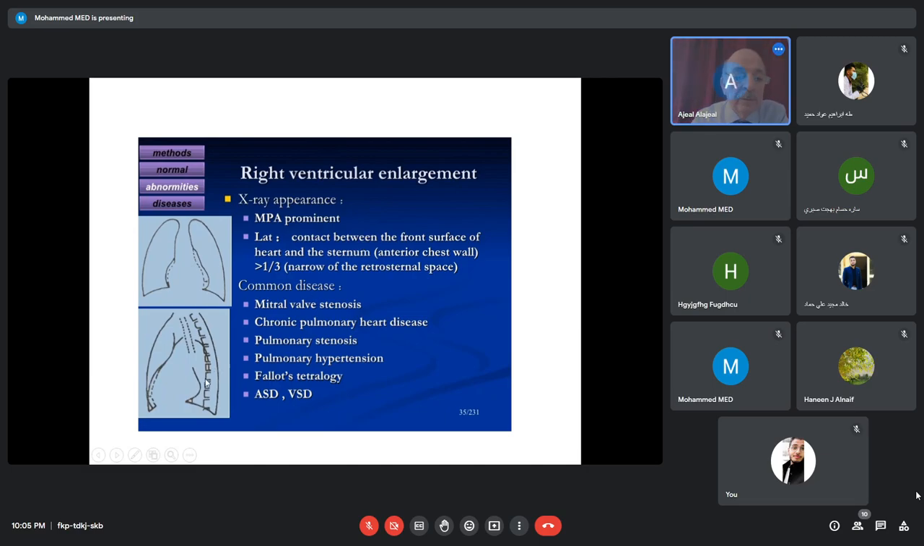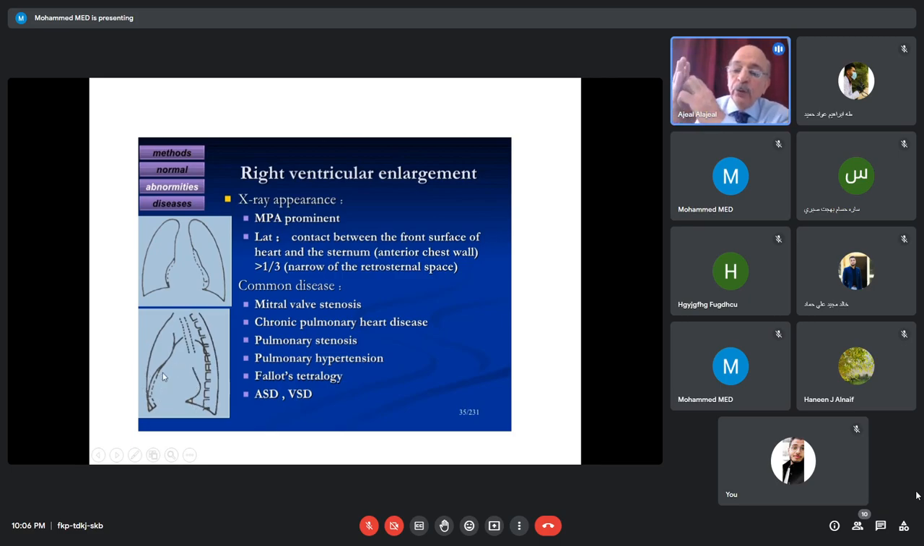Yes, this one. Okay, your arrow is now on the sternum, and to the left of it is the heart. Normally, one third of the sternum is occupied by the heart. Suppose that this is the sternum, this is the heart. One third of the sternum is occupied by the heart. When the right ventricle enlarges, it enlarges in this way.